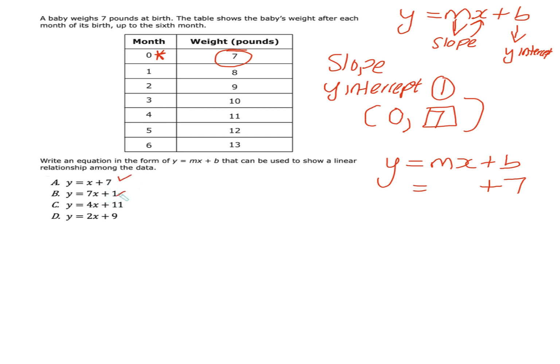This says plus 1, no. This says plus 11, no. This has plus 9, no. So my answer is A, and I didn't even need to find the slope. You have two things here, slope and y-intercept. I always start with the y-intercept because sometimes when you locate the y-intercept, you can find your answer right away. Now, if the y-intercept is not given, that's when you need the slope.